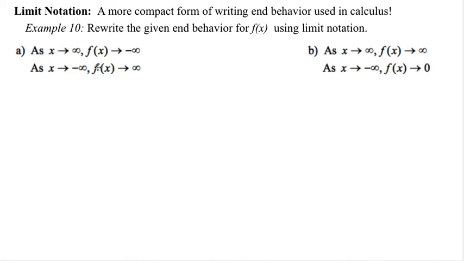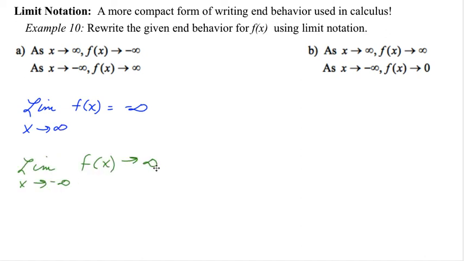So here's the limit notation. It says as x goes to infinity, the function goes to negative infinity. Basically what you're going to do is write lim, and then write f of x. So as x goes to positive infinity, the function goes to negative infinity. And that's what this says. As x goes to infinity, the function f of x goes to negative infinity. The bottom line we would write the same way. As x goes to negative infinity, the function goes to positive infinity.